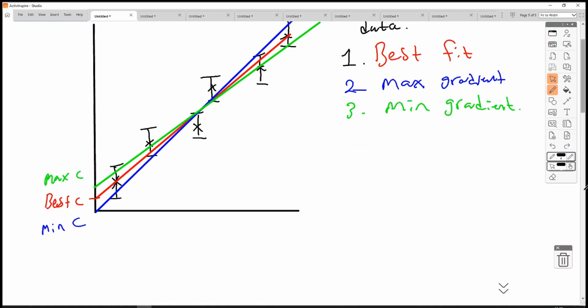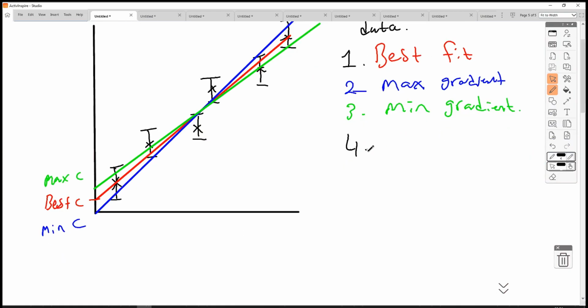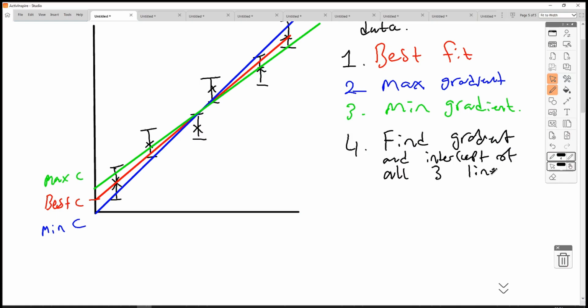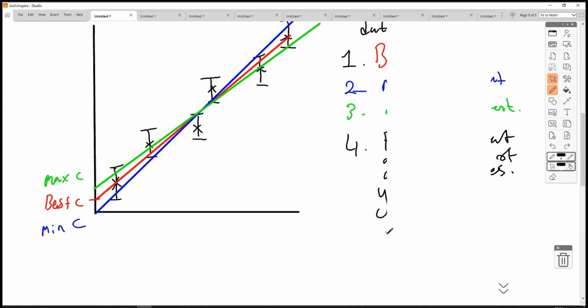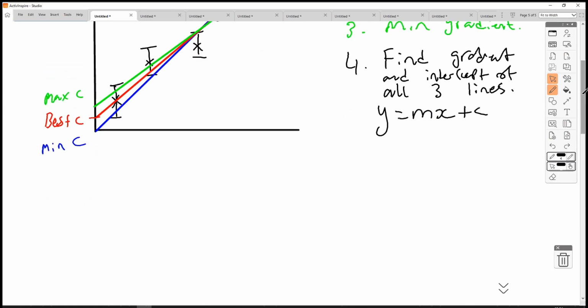So number 4 in this list is find gradient and intercept of all 3 lines. Now remember, y equals mx plus c is the equation of the lines, and m for a straight line is equal to delta y over delta x.